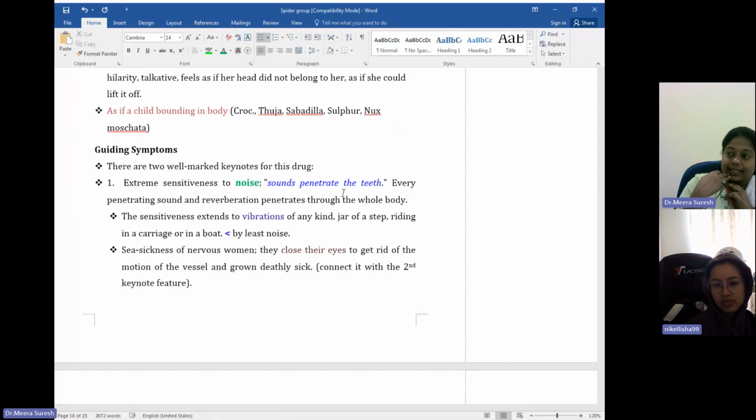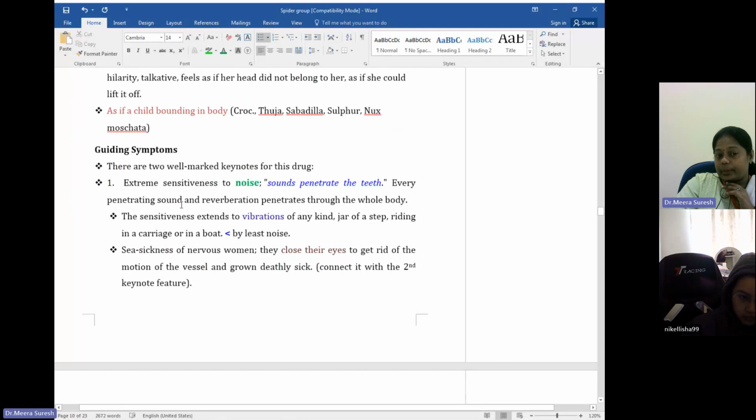It's not that the teeth have a problem, though there can be a tooth problem also, because this is a very good remedy for caries, teeth hollowness, etc. And when the tooth is hollow, they feel extremely sensitive, as if something is piercing through the teeth. Otherwise, it can also be like the sound is penetrating through their whole body, and this is very highly characteristic.